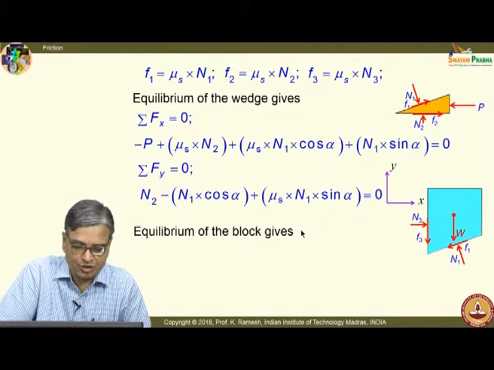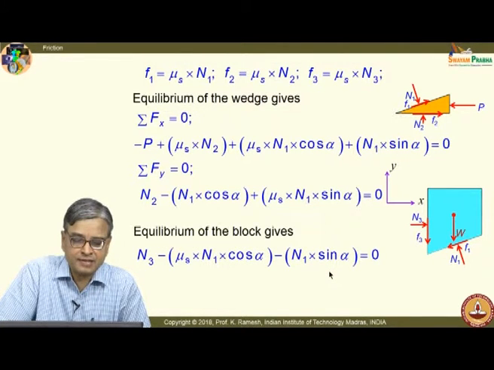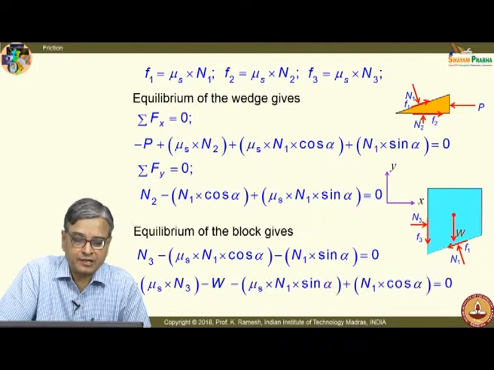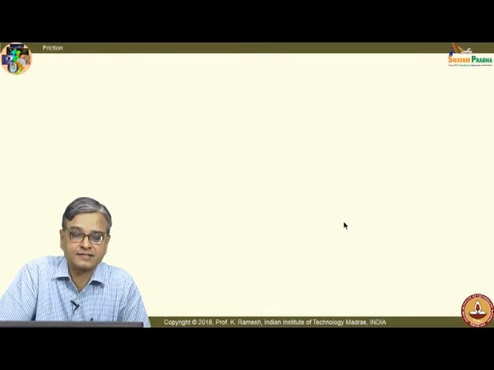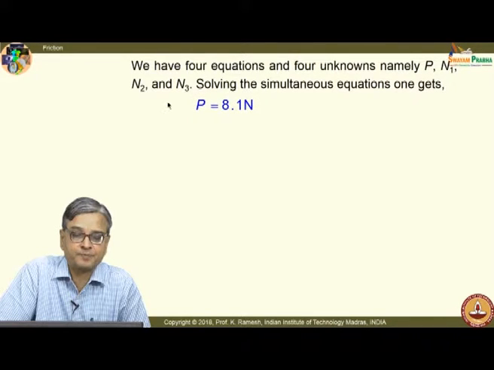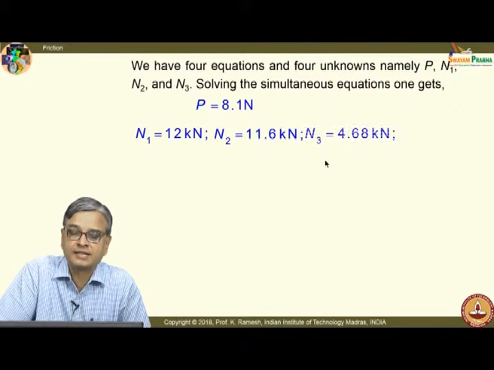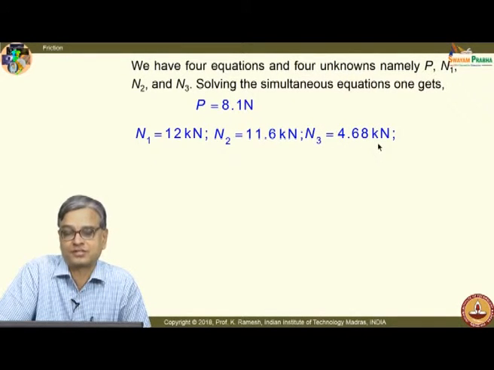Let me pay attention to the physics behind it, okay. So, what I am going to have is, I am going to have these many equations, and I have to solve for these unknowns, and it is in principle possible for you to solve this, and I get the final answer like this. I get this P as 8.1 newtons, very, very small force, and N1 as 12 kilonewtons, N2 as 11.6 kilonewtons, and N3 as 4.68 kilonewtons.